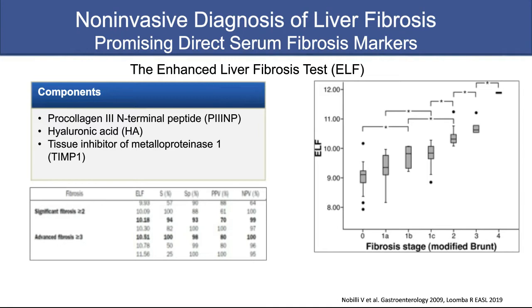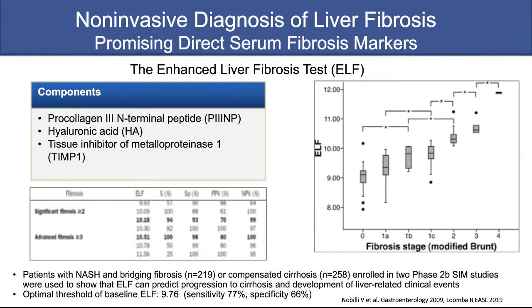There has been some recent suggestion from two phase 2b clinical trials of simtuzumab suggesting that the ELF test using different thresholds obviously can actually predict the progression to cirrhosis or development of liver-related clinical events. But these studies must be replicated and validated.